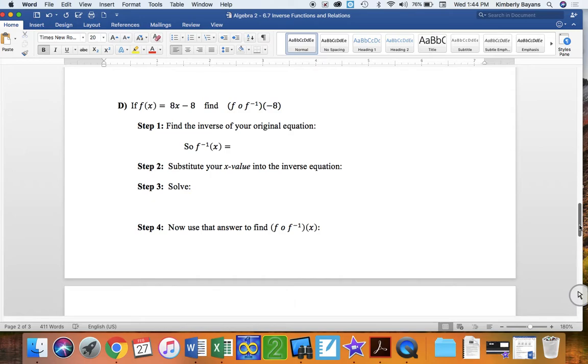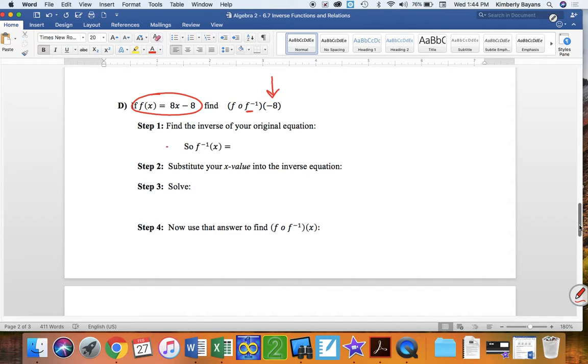So this is kind of similar to what we did in 6.6 when we were finding composites of functions when we actually were given an x value. The thing is, we're doing the composite of f and its inverse. Well, they give us f right here, but they do not give us the inverse.